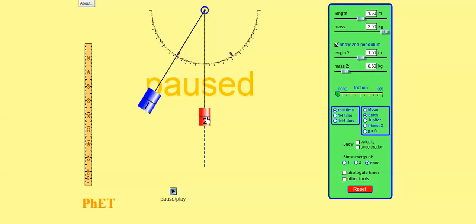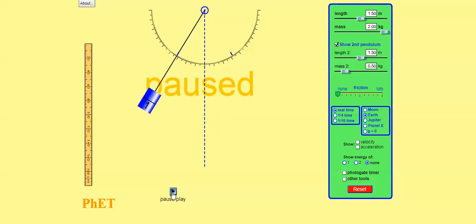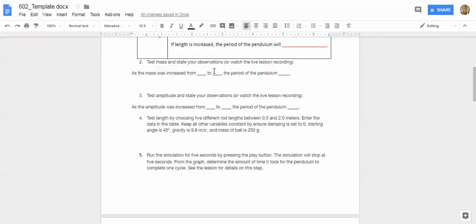What we'll do is release them from the same angle. So for a moment there, we're not going to see them, but we know their masses are different. And we're going to watch their swings. Notice that they stayed together. The time it took for the 2 kilogram mass was really the same as it was for the 0.5 kilogram mass. So we can draw a conclusion for that. Here you can fill in 0.5 to 2 kilograms and then state your observations, what happened here.